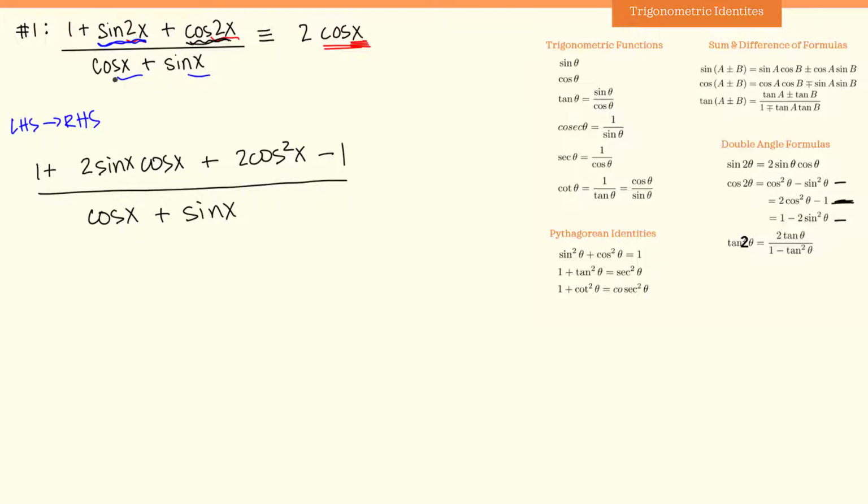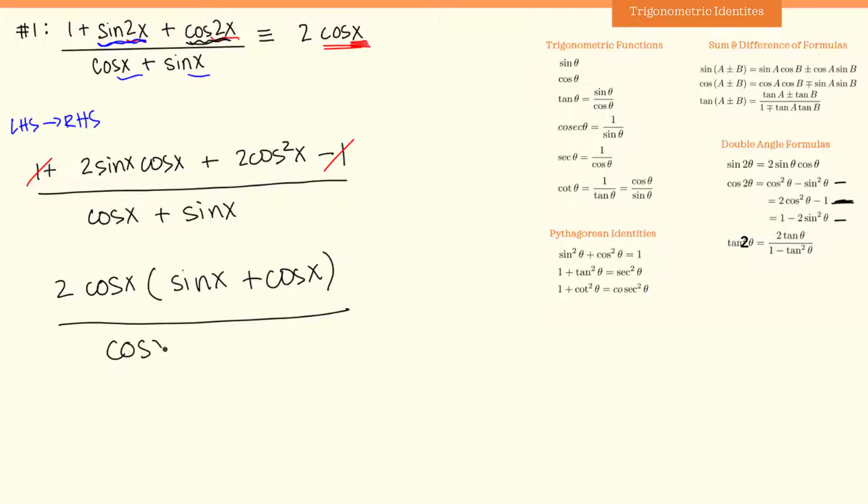I don't need to convert these two because they already have single angles in them. Now let's simplify this. 1 minus 1 is 0, so these two cancel out, and in the numerator I can take 2 cosine x common. So if I take 2 cosine x common in the numerator, I'll get sine x plus cosine x divided by cosine x plus sine x. The denominator, cosine x plus sine x, can also be written as sine x plus cosine x. So these two cancel out and I'm left with only 2 cosine of x.